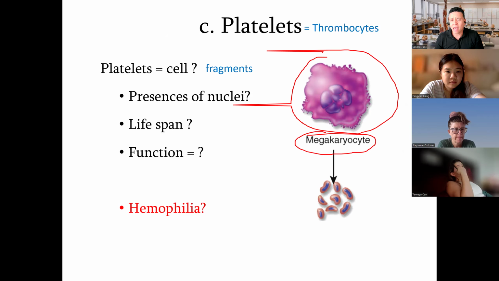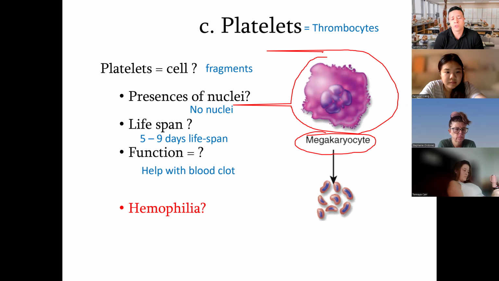So a platelet doesn't have a full nucleus on the inside. It has the little fragments of the nucleus, but it doesn't have the full nucleus. Okay? And because of that, again, they are very short-lived. They only survive for about 5 to 9 days total, but they do have a very important function. They help to clot our blood.